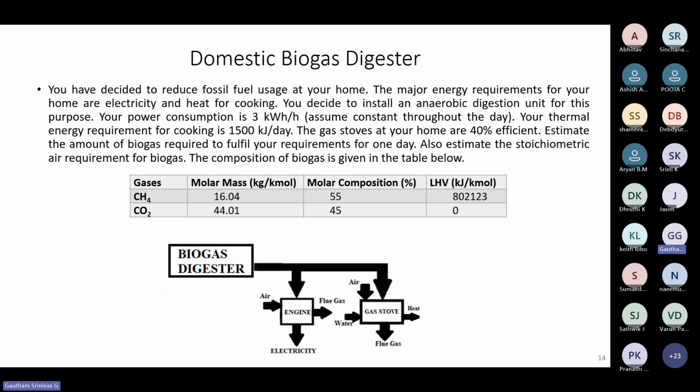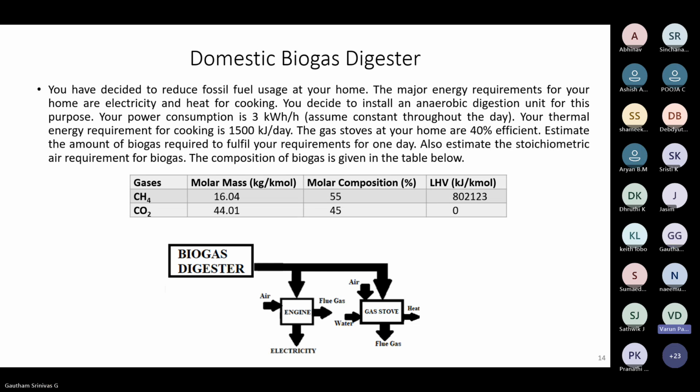Now you can also estimate the second portion, which is the estimation of stoichiometric air requirement for biogas. So air is mentioned here, not oxygen, air requirement. That is the second part. You're not using it for anything, but I'm just asking you to estimate that. You have the molar composition. So you know the chemical formula of biogas using this. You can write it down as 0.55 CH4 plus 0.45 CO2. That's it. Now try to balance the equation.